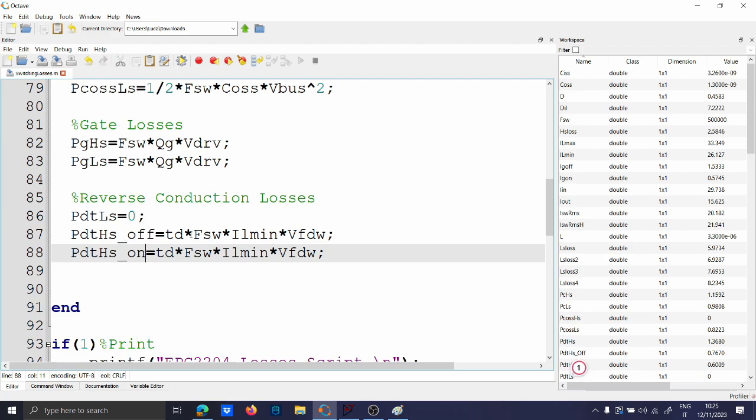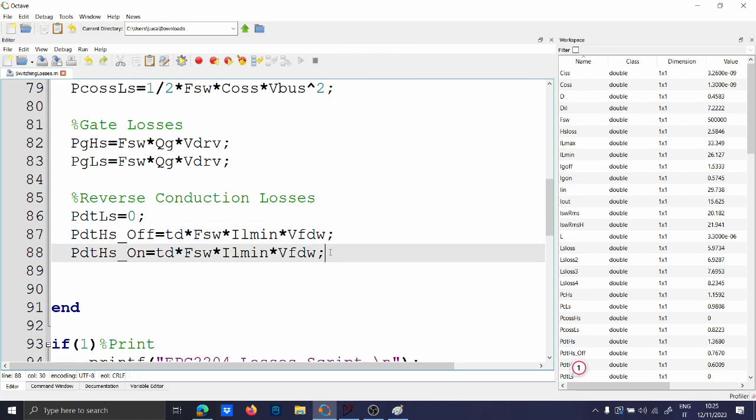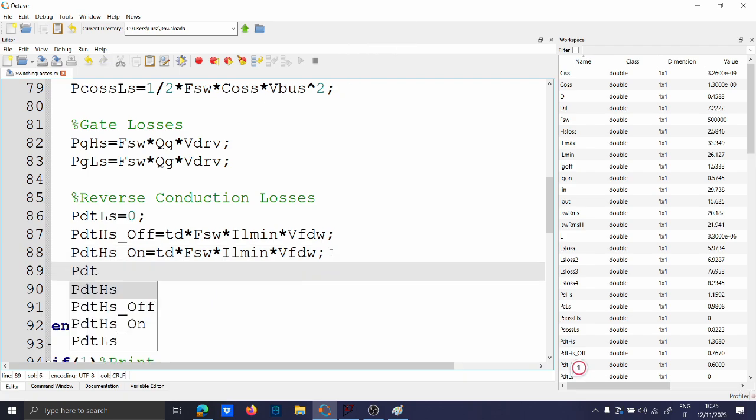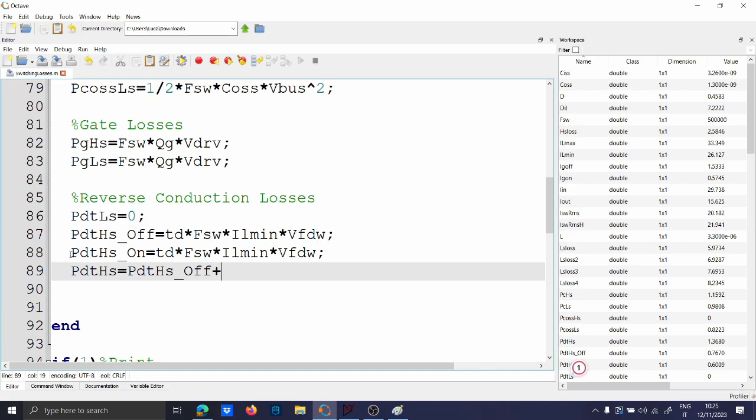But honestly, I don't care, because at the end of the day, the PTD H of S is the sum of these two. So I really don't care if it is in the on or the off, because we will see that it is the sum of these two.